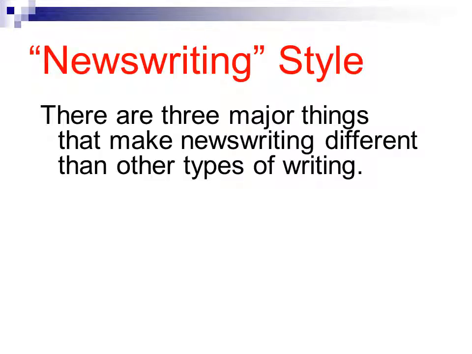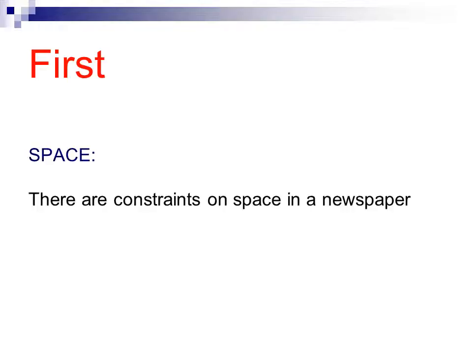Three things that we'll talk about now that make writing for a newspaper, or writing any kind of news for that matter, different from other forms of writing. The first thing that we could talk about is space. Mentioned briefly in Chapter 2, but certainly worth reiterating. There are constraints on space in a newspaper.